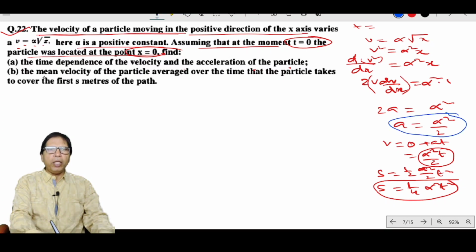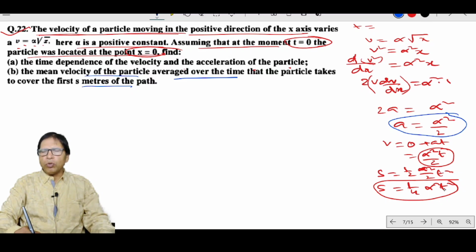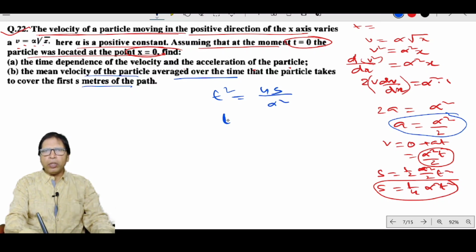Okay. The mean velocity of the particle, averaged over the time the particle takes to cover s meters. Now, the time taken by the particle to cover s meters: t square equals 4s by alpha square. Therefore t equals 2 into root under s by alpha.